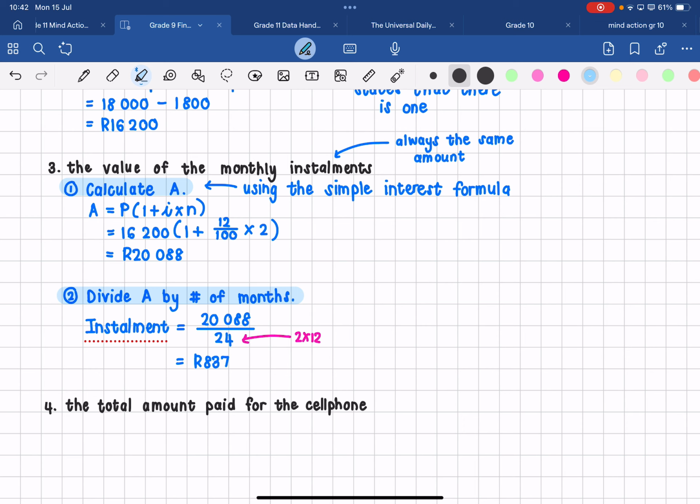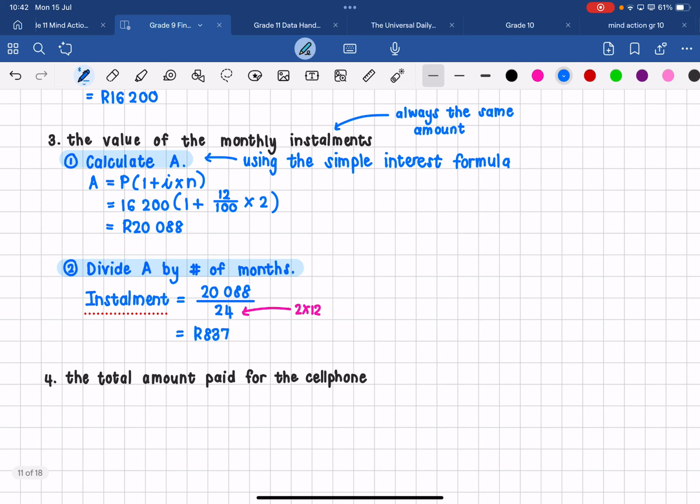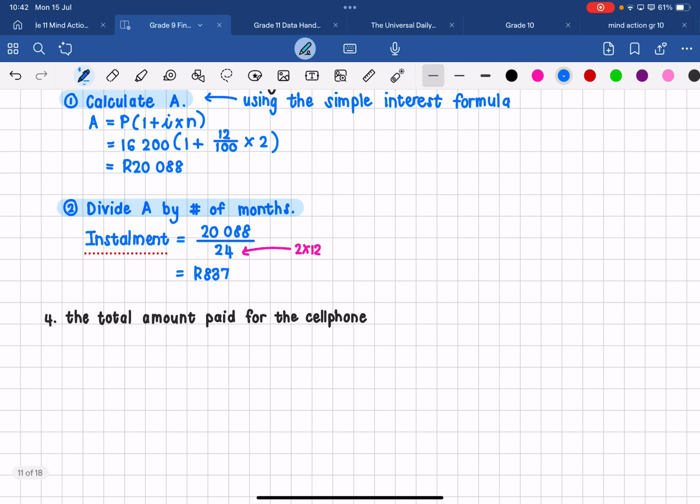Okay, now guys, number 4, the total amount paid for the cell phone. Now for this, we are again going to write a formula down. So total amount, this is always going to be your A value. Because yes, guys, the cell phone was worth 18,000 Rand, but because we didn't pay it immediately, they added interest to it. Does that make sense? They're not going to make you still pay 18,000 Rand only if you're paying it over 2 years. They charged us interest on that amount. So the total amount is going to be A because that includes the interest.